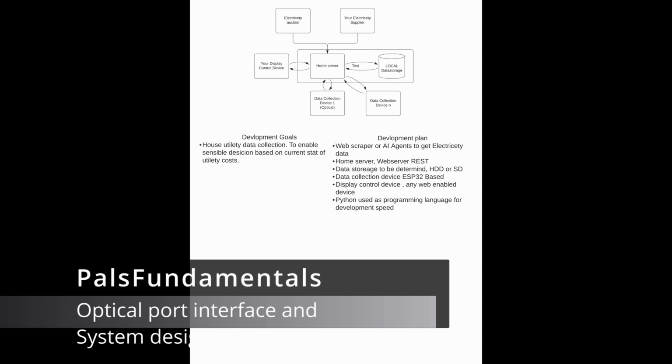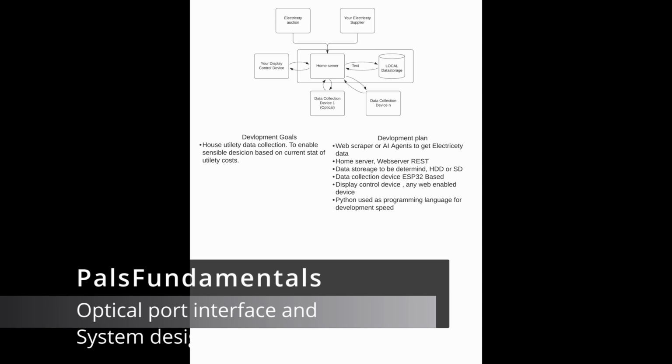We are going to have a local home server with local data storage. This home server is going to have an interface for your control devices and your display devices, and it's also going to have an interface for your data collection devices, whichever they may be. The data and parameters are going forth and back, let's say, via Wi-Fi in the beginning.